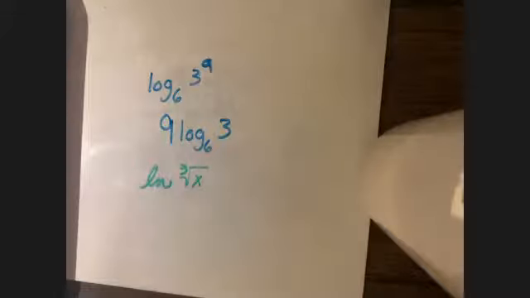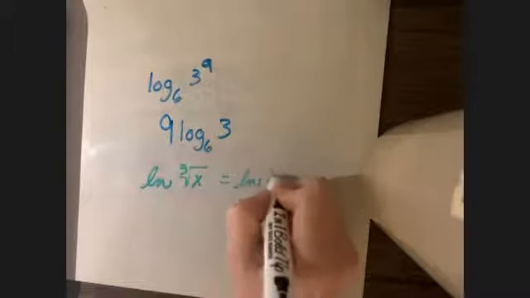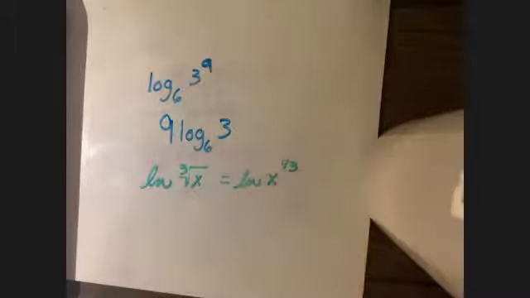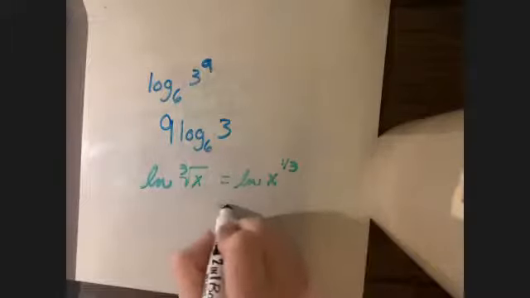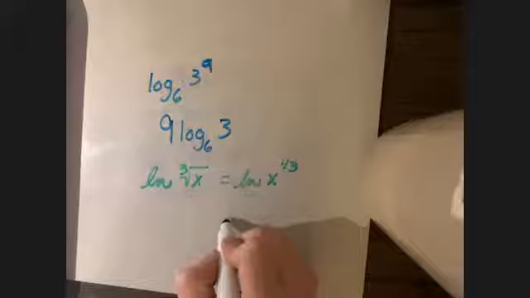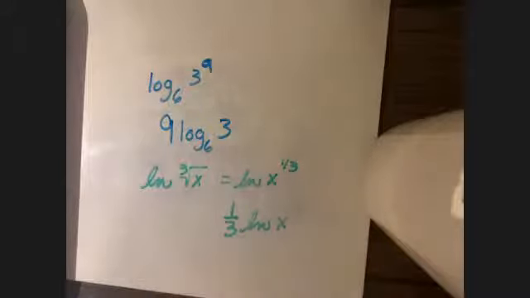okay, I talked about that square root was a power of 1/2. Cube root is a power of 1/3, and you are expected to convert roots to powers, especially if they're sitting in log notation. So this is going to be 1/3 natural log of x for that one. Okay. And then one more for this one.